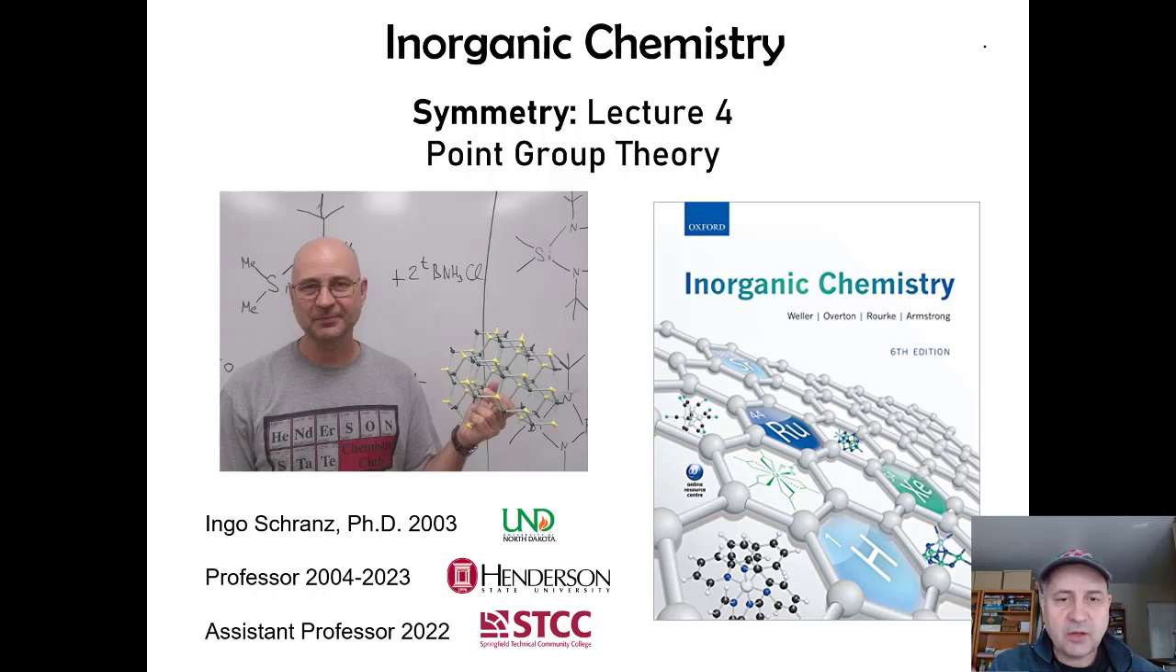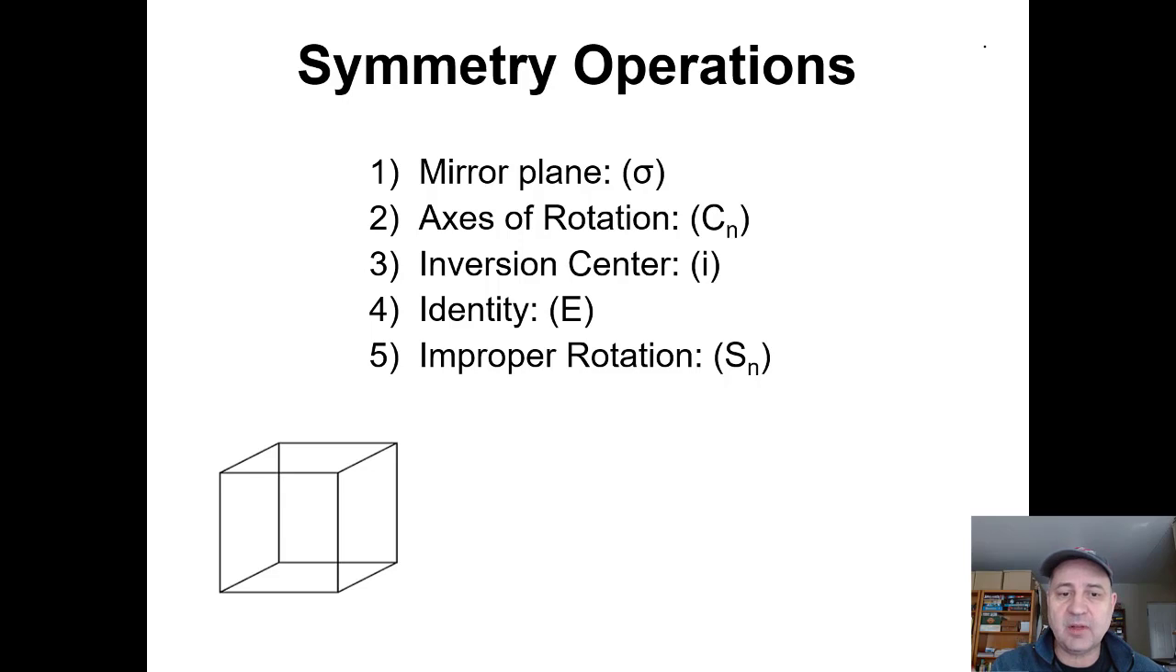In this lecture, we are going to learn how to assign a point group to a molecule. A point group is essentially a summary of all of the symmetry elements that are present in a particular molecule. And so we've learned all of the potential symmetry elements that are present in a molecule. So I'm going to use this cube here just as a summary.